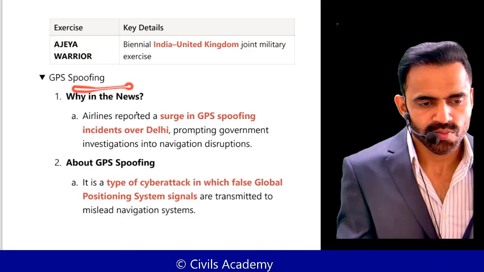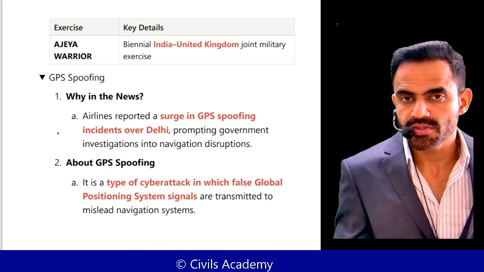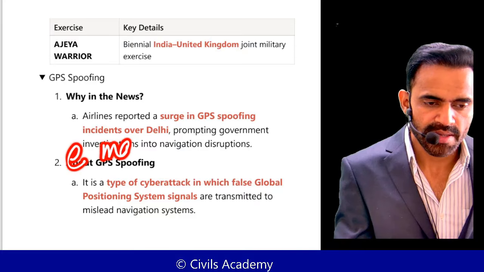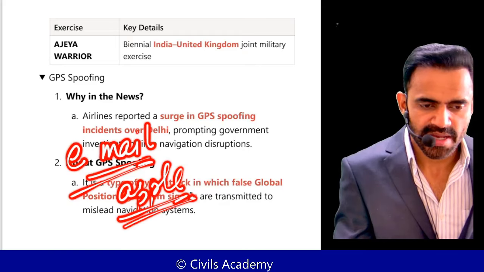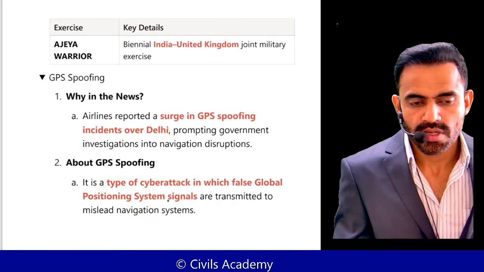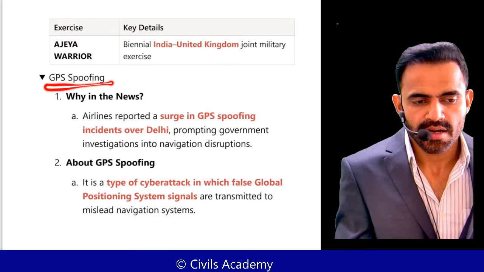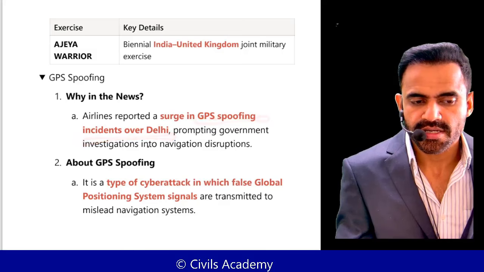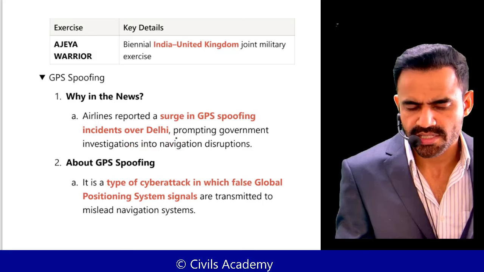See, spoofing basically means someone who is fake and who is trying to show that they're genuine. For example, there's a concept of email spoofing. Let's say rather than receiving an email from Apple, you received a fake email pretending to be from Apple. So the objective is to convince you that it is a genuine email from Apple. Similarly, there are fake GPS signals, and the instances of these signals have increased over Delhi, especially in the airport region.